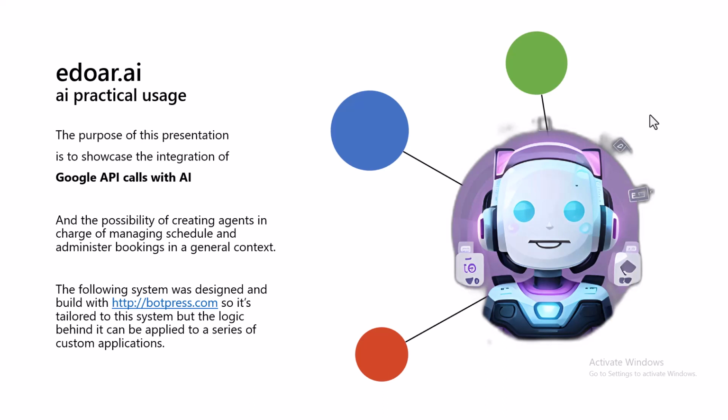The purpose of this presentation is to showcase the integration of Google API calls with AI and the possibility of creating agents in charge of managing schedule and administer bookings in a general context. The following system was designed and built with botpress.com, so it's tailored to the system, but the logic behind it can be applied to a series of custom applications.